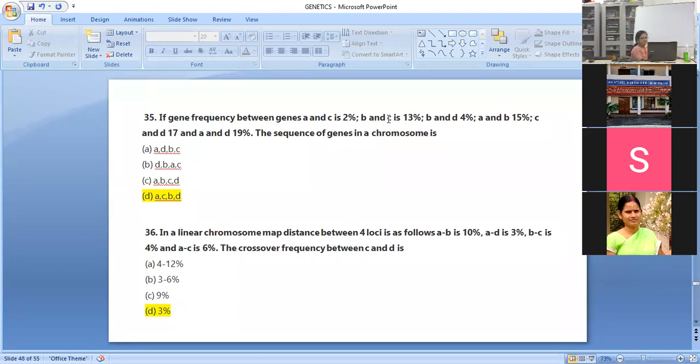We have the gene frequency between A and C. A and C is 2%. Suppose A and C, this is 2%. Second, what do we have? B and C is 13%. B and C, B can be written here or on the other side. If I write B here, this is 13%. If this is my 13%, what is between B and A? A and B is 15. A and B is 15. So this is not possible. This option I have to eliminate.